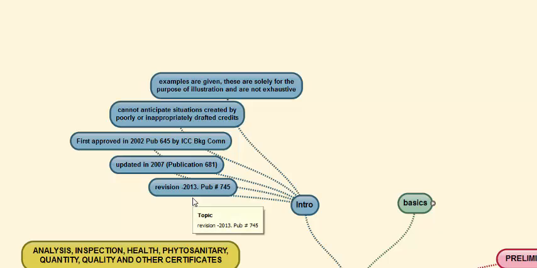But now, in 2013, this is called the real revision. This is not called an update but a revision, because so many changes have been made in the way we look at it, and so many additional concepts have been added to this publication.